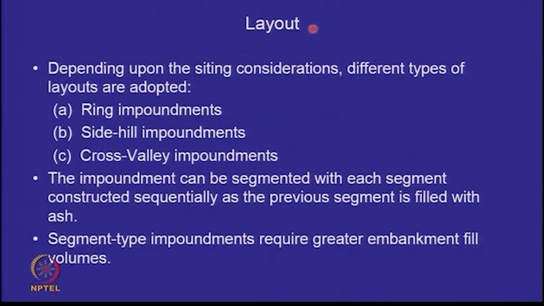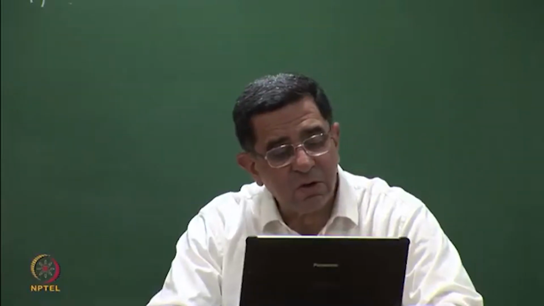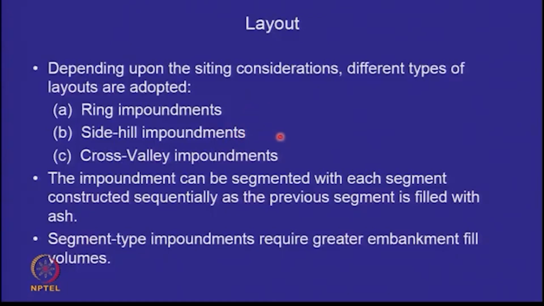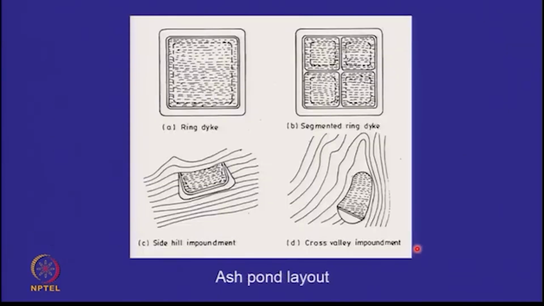What does a slurry pond look like in plan? It can be a ring impoundment or a side hill impoundment or a cross valley impoundment, much like when we talked about landfills. Depending on whether you are on flat ground or low-lying area, or you are on a hill slope, or you are on a cross valley arrangement. And the impoundment can be segmented, and of course segmented impoundments require greater embankment fill. So basically, if you are on flat ground, you will put an embankment all around, and if you are to increase this by the upstream method, then the embankments will progressively move inwards in plan.